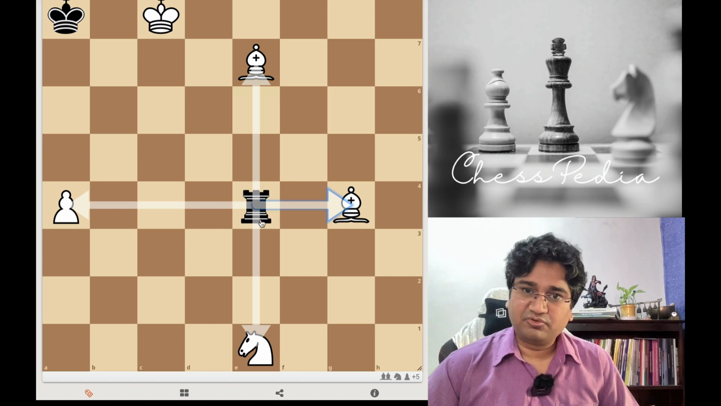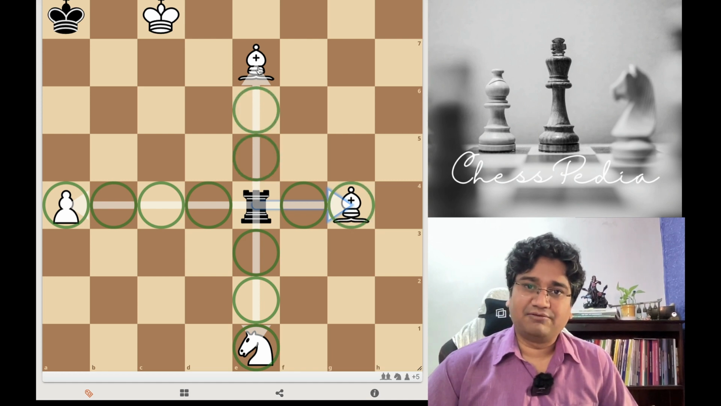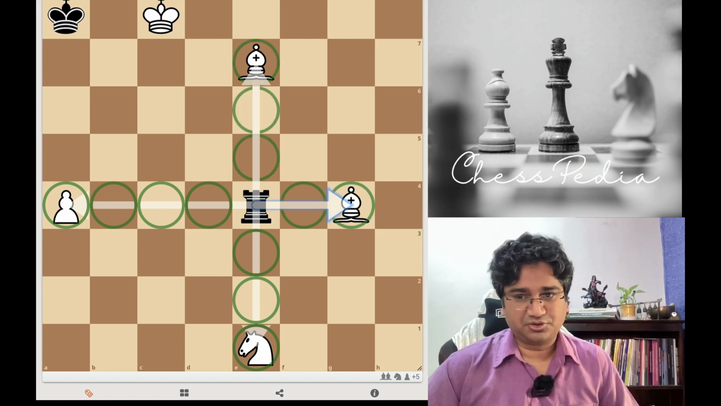So let's count the number of moves it has. It's the same example. 1, 2, 3, 4, 5, 6, 7, 8, 9, 10, 11, 12. So 12 moves, 4 captures.